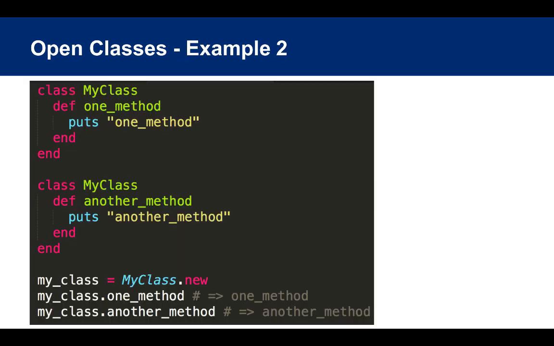So for example, you have myClass with one method. You have myClass maybe in a different file with another method. It becomes a merge. Both methods are available. You could have myClass with one method, myClass with another method.